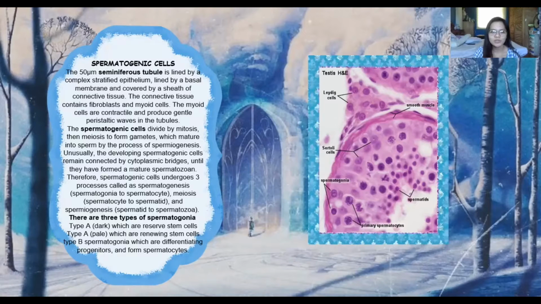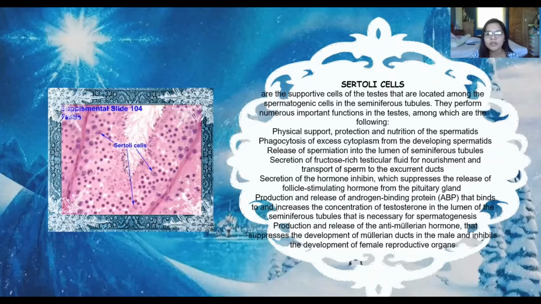Type A dark, which are reserved stem cells. Type A pale, which are renewing stem cells. Type B spermatogonia, which are differentiating progenitors and form spermatocytes. Next are Sertoli cells, the supportive cells of the testes that are located among the spermatogenic cells in the seminiferous tubules.